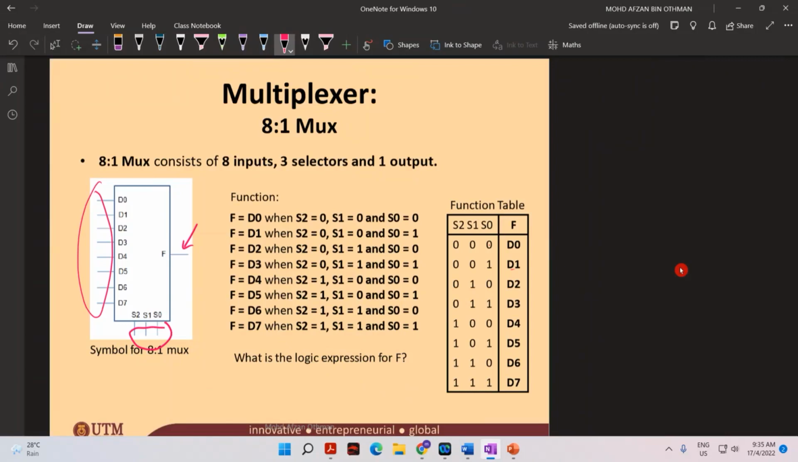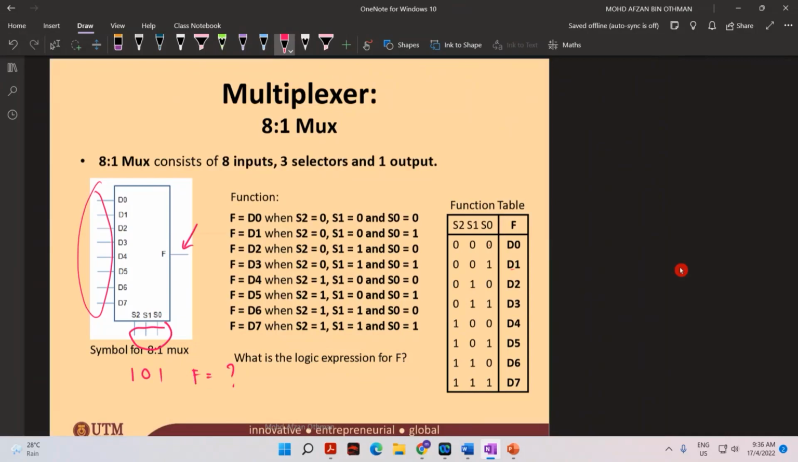Okay, kalau kamu tak hafal ni pun tak apa. No need to memorize this function table, as long as you know what is the selector value. Contoh ya, kamu masukkan kat sini 101. So what is your output F? Okay, macam mana nak tentukan output F? Tak perlu hafal pun. No need to memorize this one ya.